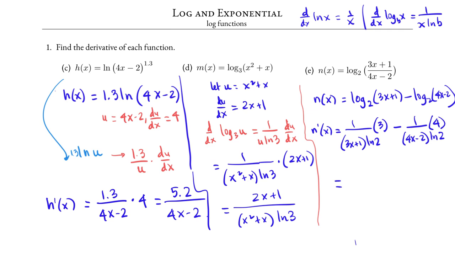And so we rewrite this as 3 over 3x plus 1 times ln of 2, where ln of 2 is in the denominator, minus 4 over 4x minus 2 times ln of 2, where again ln of 2 is in the denominator.